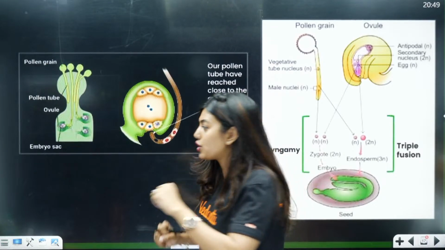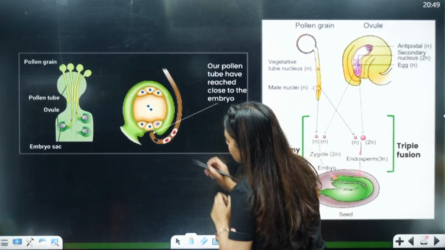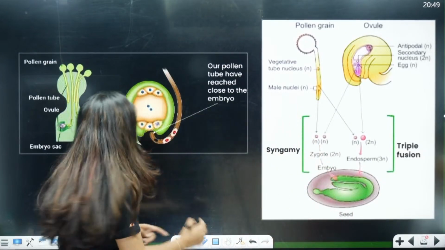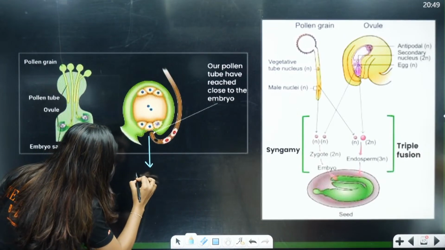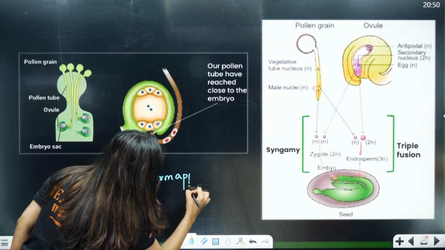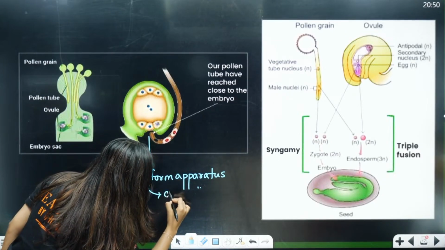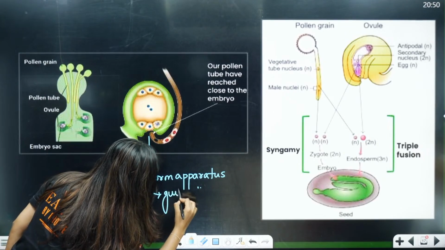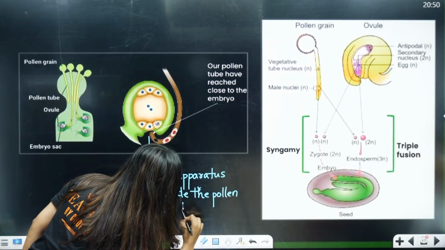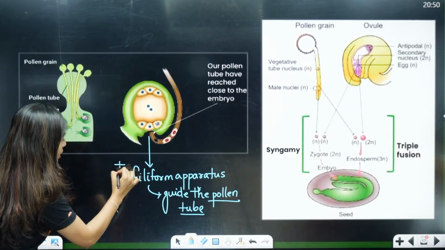So inside that, your embryo sac will be there. So here you can go and see the fusion. Here you see this is the pollen tube, this is your gametes, and these gametes are going to enter with the help of whom? Very, very important. The pollen tube is going to enter with the help of your filiform apparatus, because filiform apparatus is going to guide the pollen tube. Okay, one question can come, so be careful.